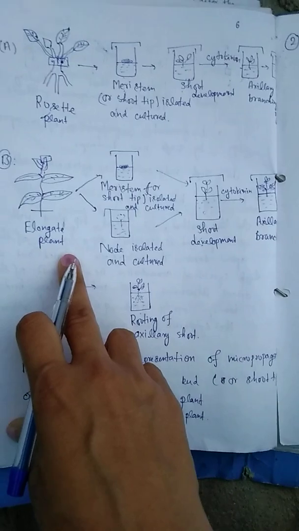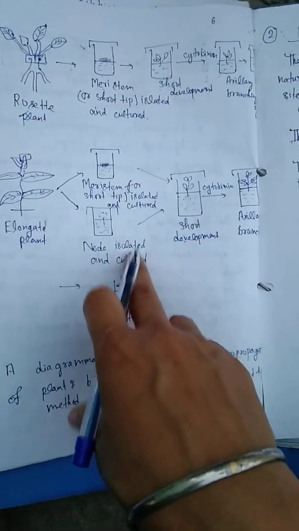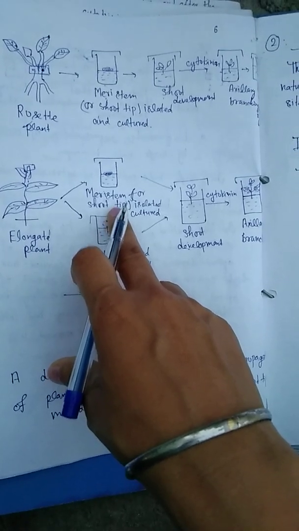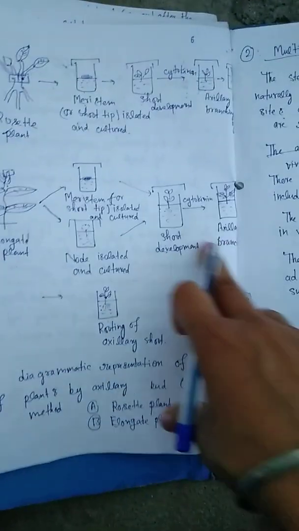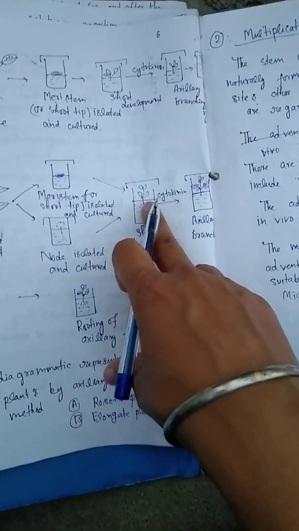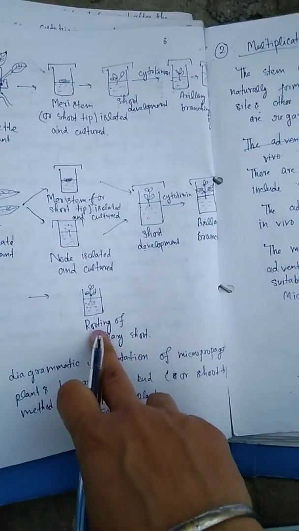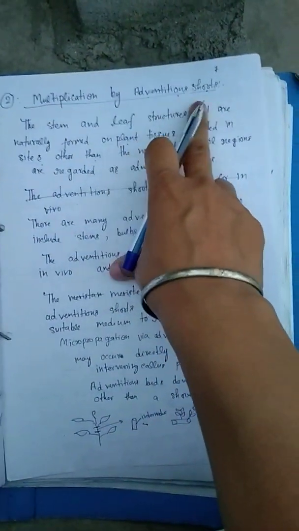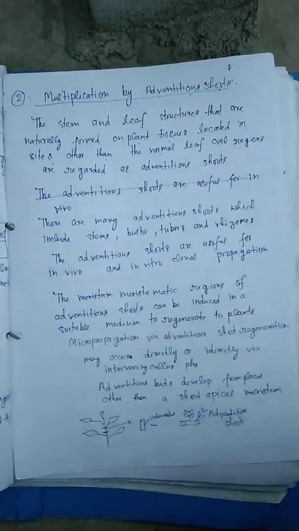And then this picture is showing that node is isolated, meristem is isolated, that is shoot tip, and in the shoot tip meristematic tissue is present. So after that shoot development is shown in this picture, and then rooting procedure is shown in this picture. And after this procedure, multiplication of adventitious shoots comes. That is the second approach of the macropropagation.